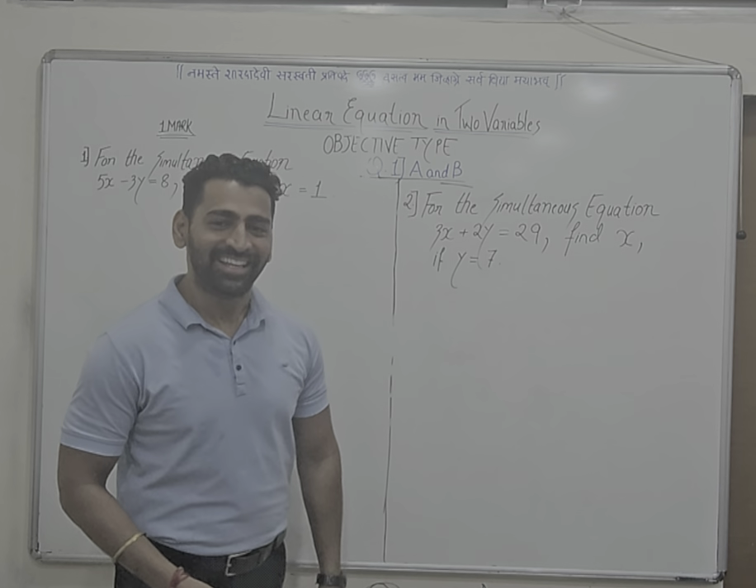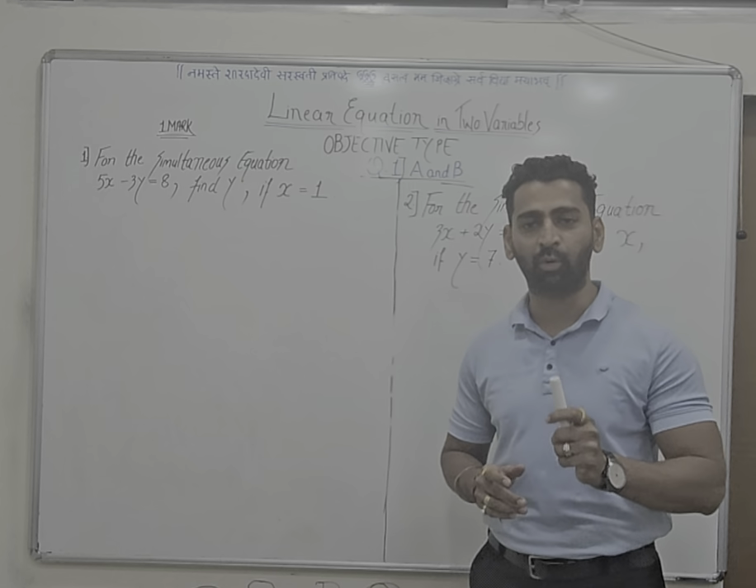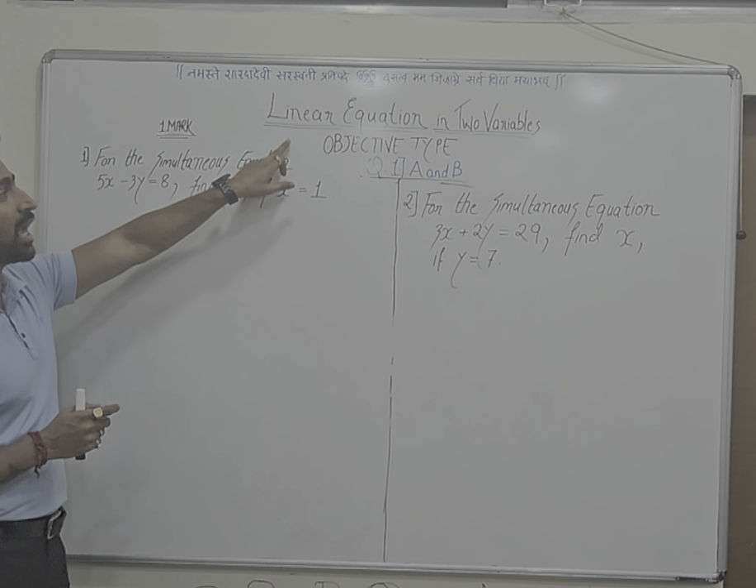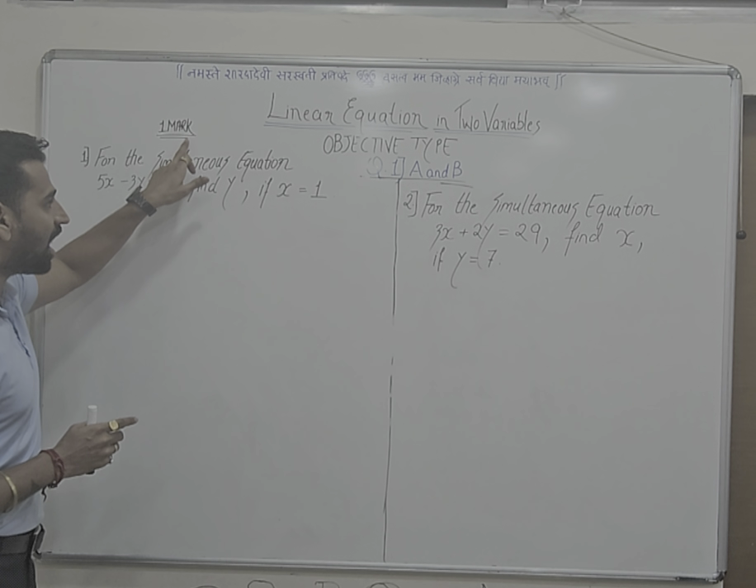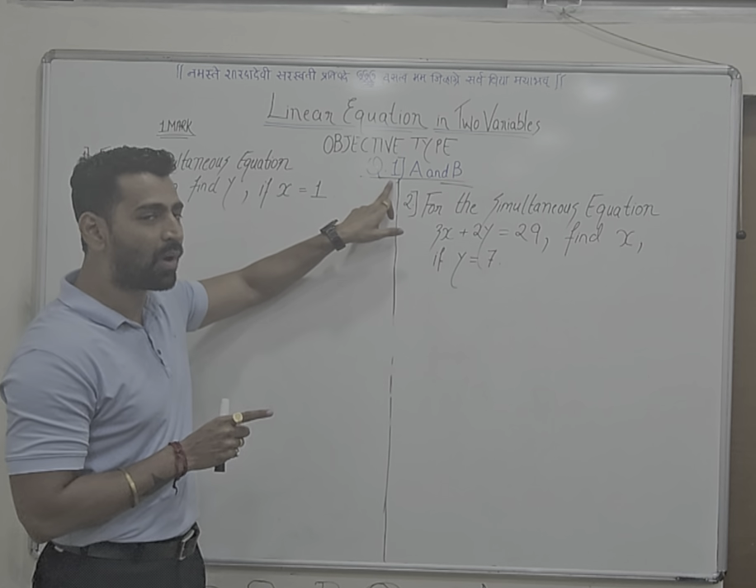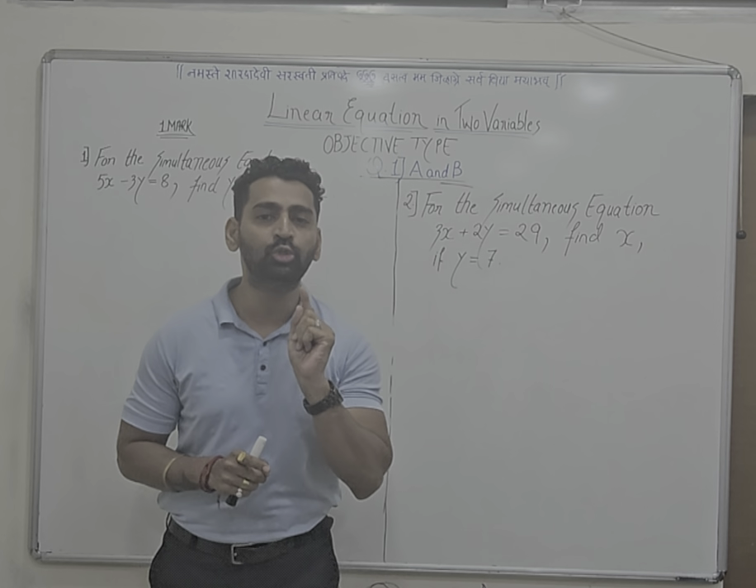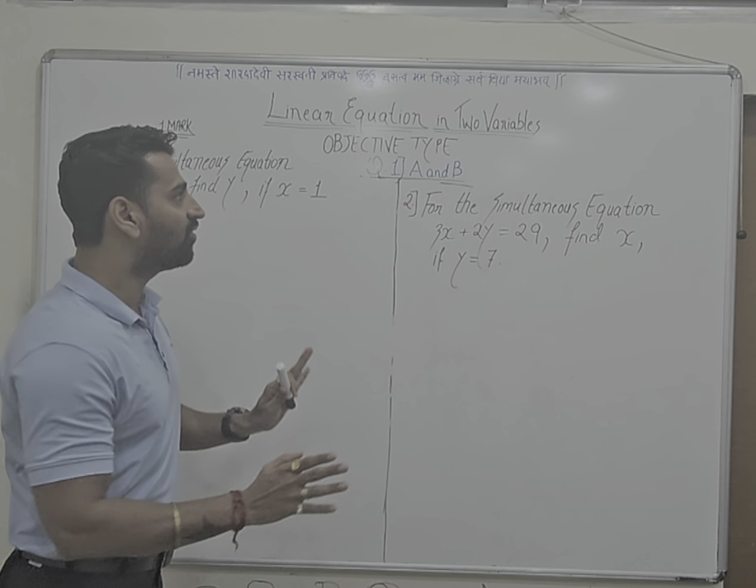Hello dear students, this series is about most expected questions in your upcoming 10th state board examinations. We'll be covering questions from the chapter linear equation in two variables. Today we'll see the sums of 1 mark which have been asked in our main question number 1, A and B. The main question number 1 A and B is about choose the correct option and solve the following. I'll cover all those questions from this chapter.